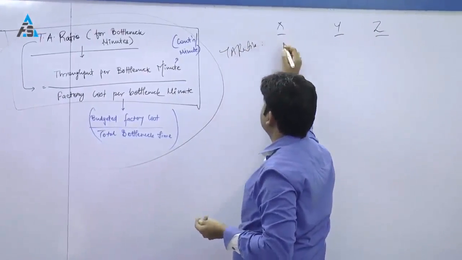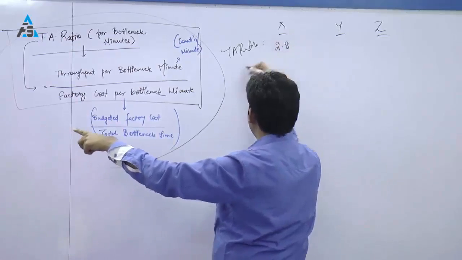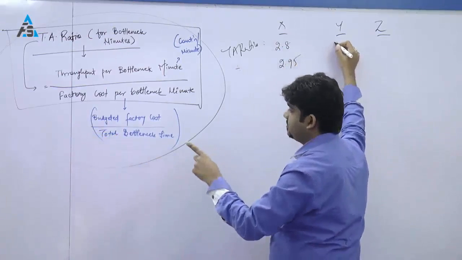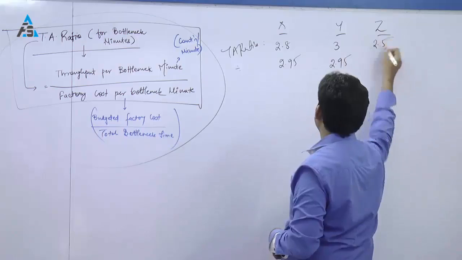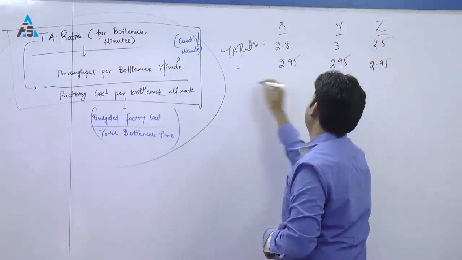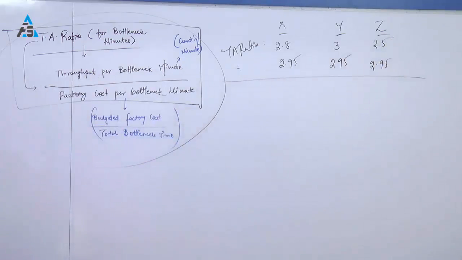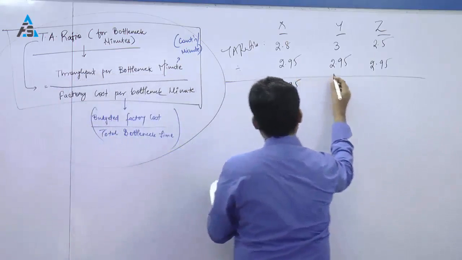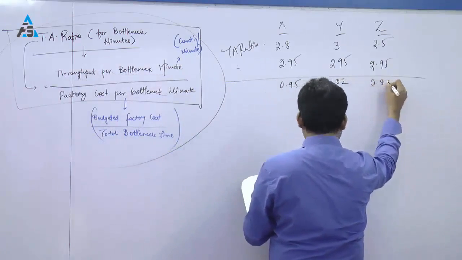Now all I have to do is, for X, Y and Z, I have to calculate the TA ratio. How do you do that? So for X, it is going to be 2.8 divided by 2.95. For Y, it is going to be 3 divided by 2.95. And for Z, it is going to be 2.5 divided by 2.95. Based on this, we will get the TA ratio. So 2.8 divided by 2.95 will give me 0.95. For Y, it will be 3 divided by 2.95. And lastly, it is going to be 0.85.